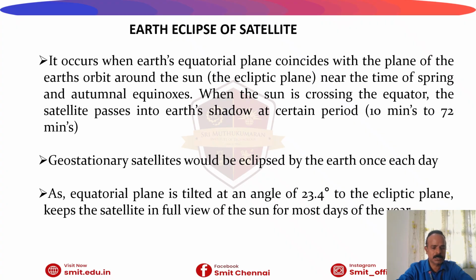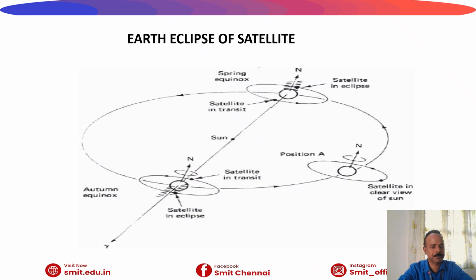This phenomenon occurs when the Earth's equatorial plane aligns with the Earth's orbital plane around the Sun, which is called the eclipse plane. This alignment happens only during the equinox period. During this period, the satellite must depend on the battery for its operation.